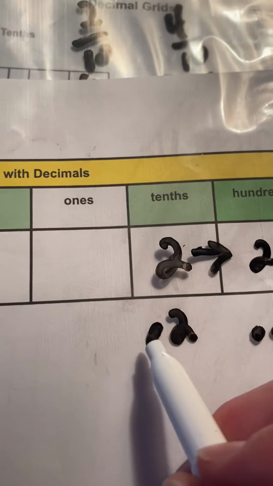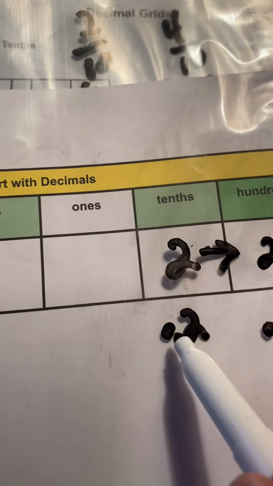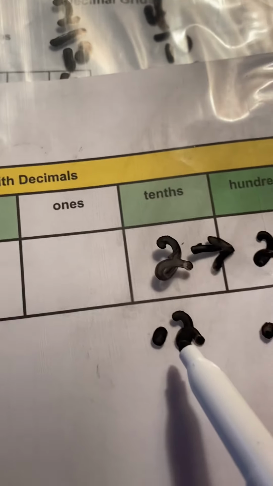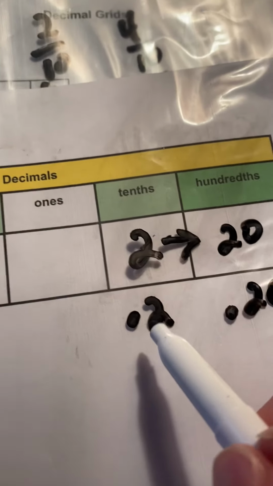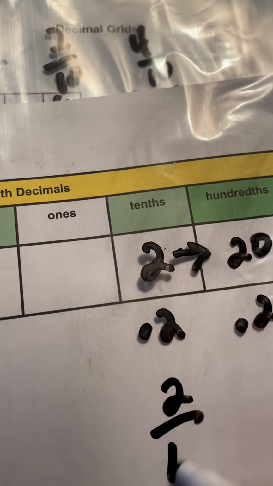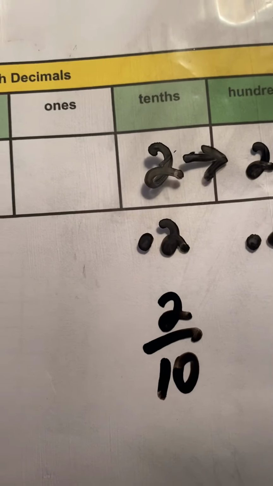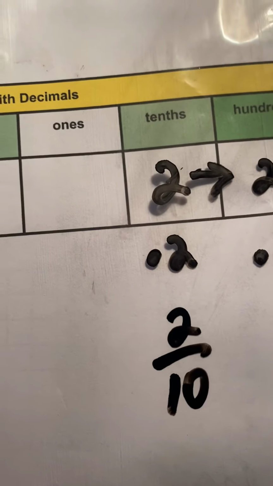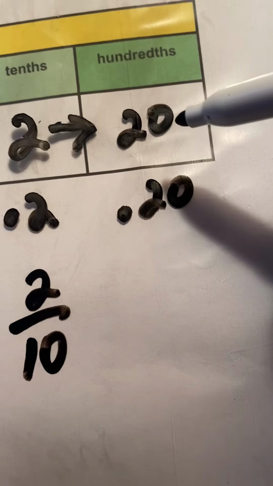So how do you say this? Well, one number after the decimal is tenths, so this is called 2 tenths. Guess how you write 2 tenths as a fraction? 2 tenths. Wow, mind-blowing. Is your brain hurting right now? Okay, let's try this one.